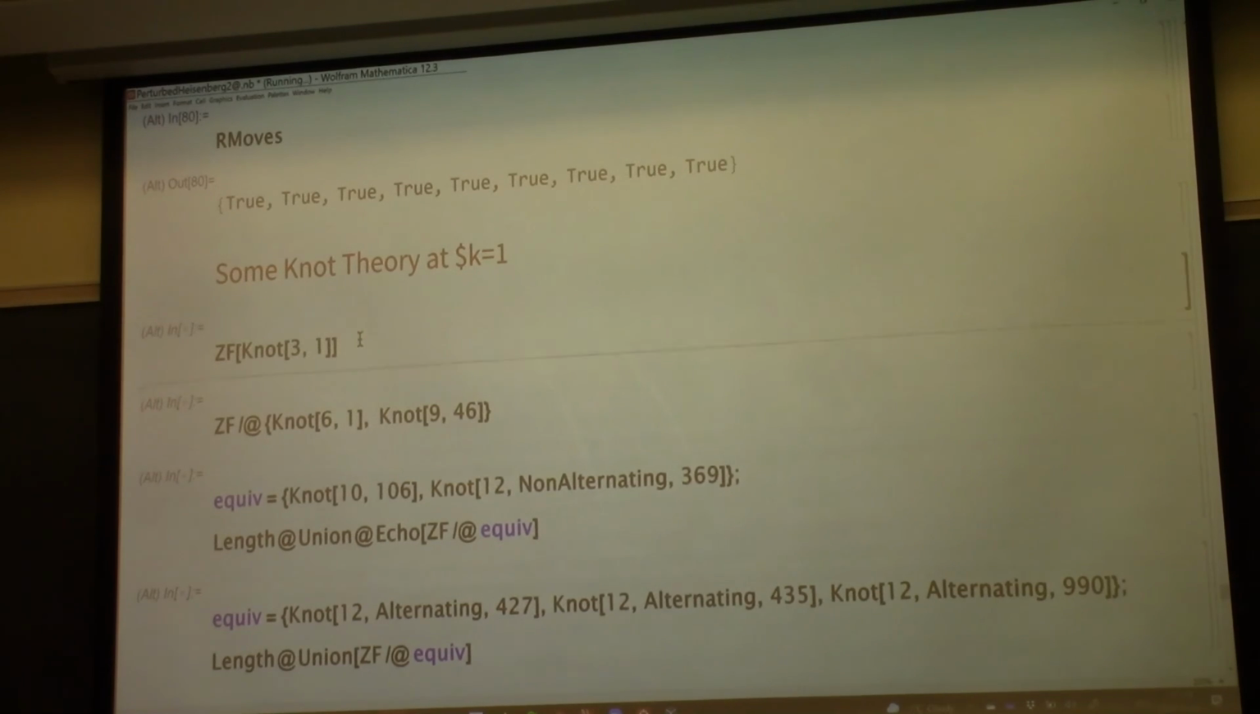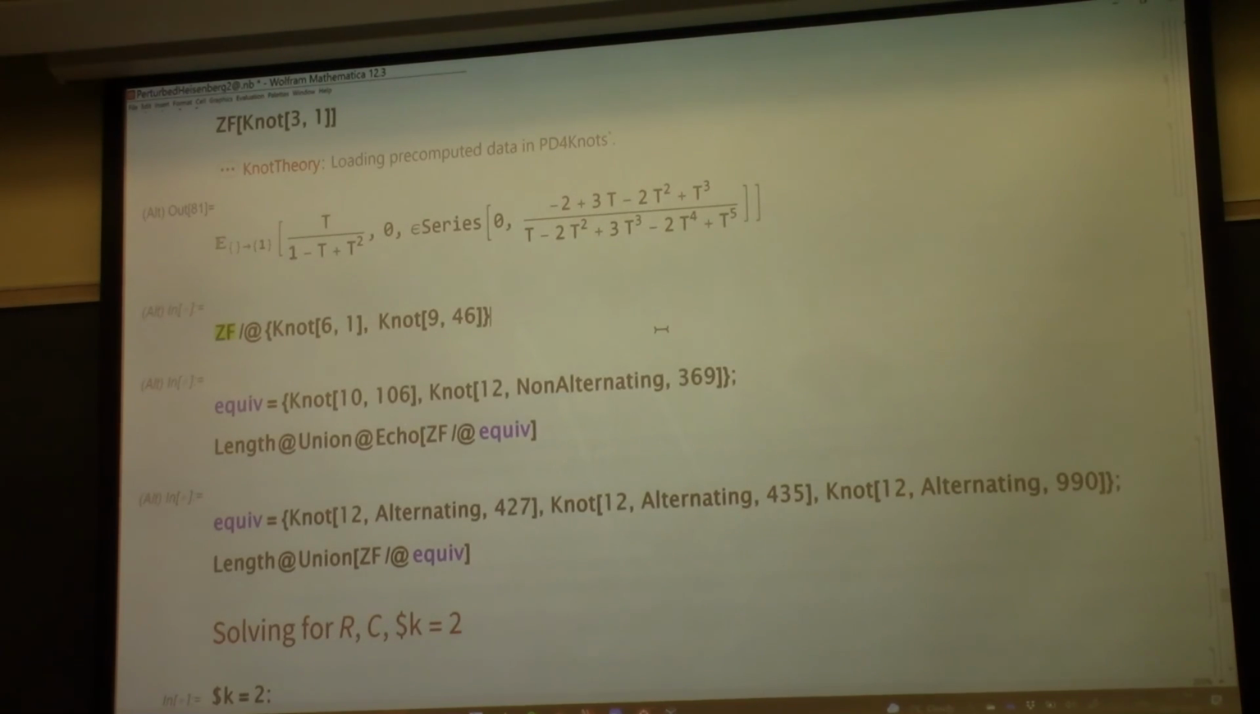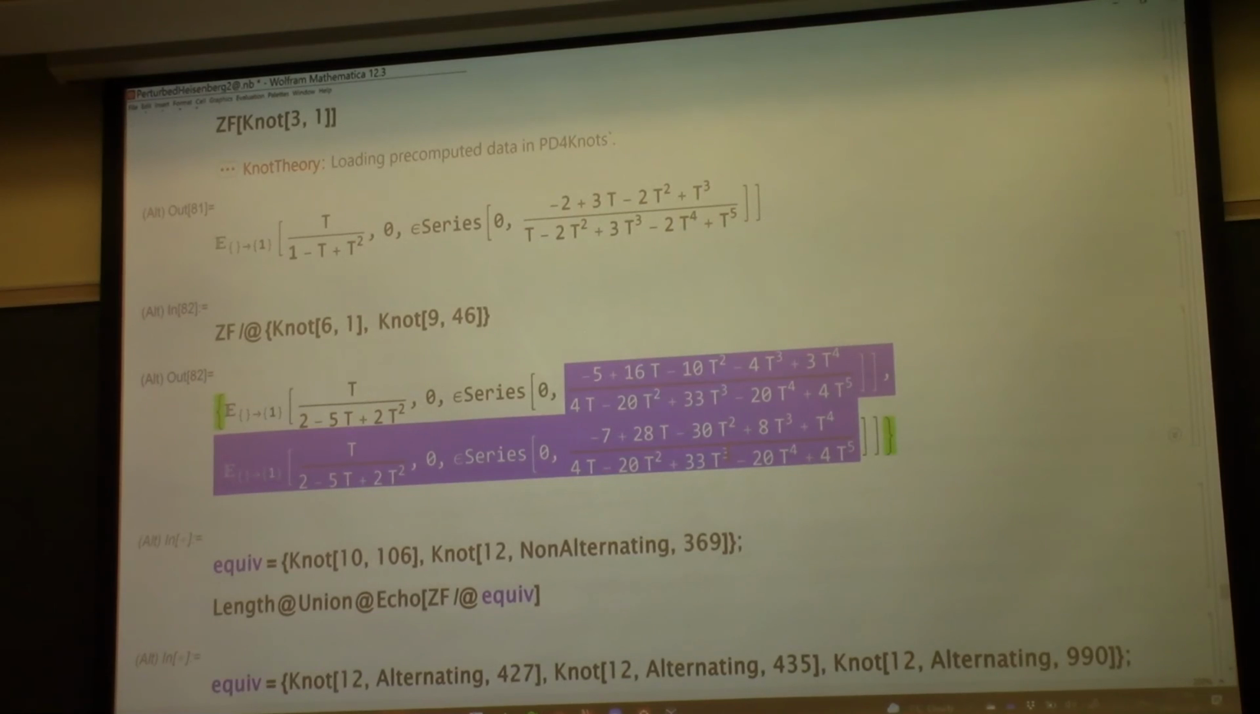And now I can just compute invariants. So here is the invariant of the knot 3-1. And well, we're already over time, so this actually takes a bit of time. But here are two knots, 6-1 and 9-46, which I found by exhaustive search. And the degree 0 piece, the quadratic piece, the non-perturbed pieces are the same, but the perturbation series are different. So we actually gained a stronger invariant.